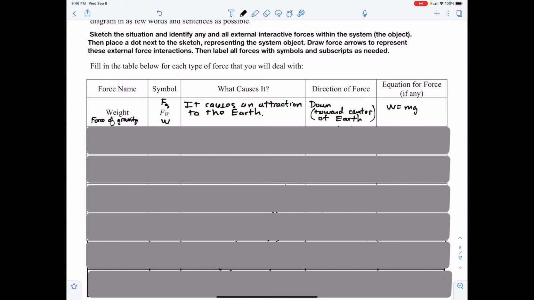What causes it is an attractive force with Earth. Earth is pulling every object to the center of the Earth, and every object is pulling on Earth as well. So there's an attraction between Earth and any object on Earth. The direction is down, but realistically, it's down because it's pointing to the center of the Earth, which is always beneath our feet, since Earth is a sphere. The equation for it is weight equals mg.